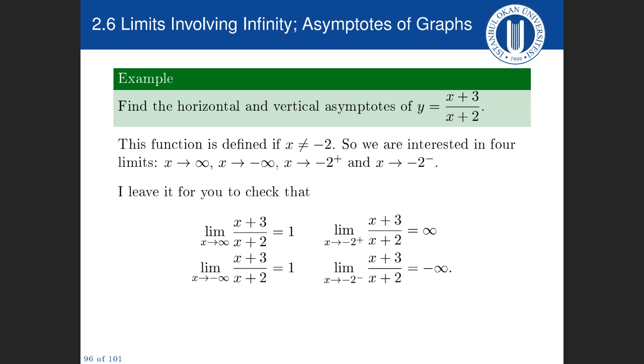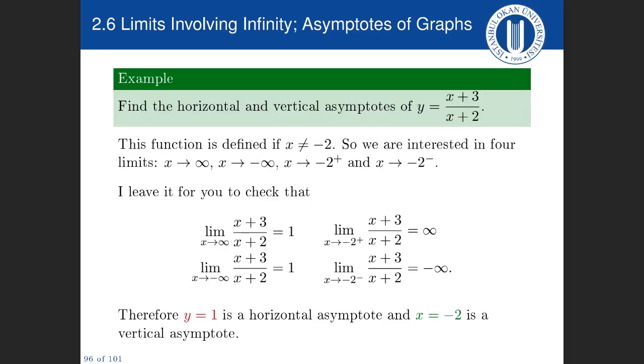The limit as x tends to infinity of our function is 1. The limit as x tends to minus infinity of our function is also 1. The limit as x tends to minus 2 from the right is plus infinity. The limit as x tends to minus 2 from the left is minus infinity. That means the line y equal to 1 is a horizontal asymptote, and the line x is equal to minus 2 is a vertical asymptote.